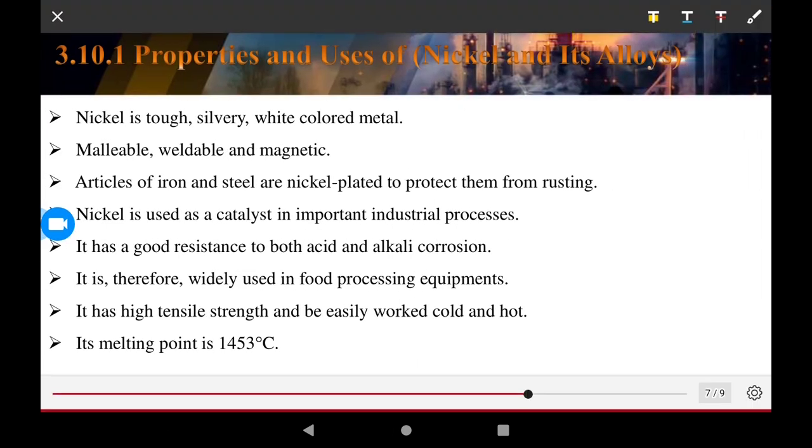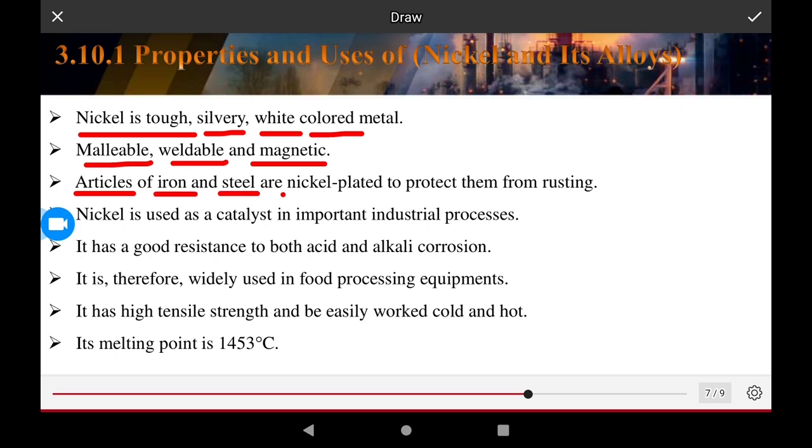Property and uses of nickel and its alloy. Nickel is a silver-white colored metal, malleable, weldable and magnetic. Articles of iron and steel are nickel plated to protect them from rusting. Nickel is used as a catalyst in important industrial processes.